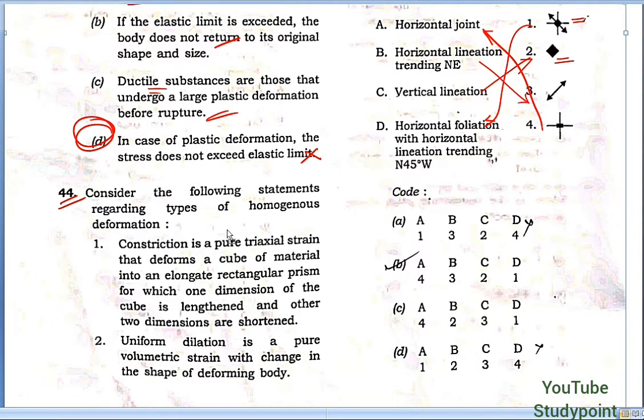Consider the following statement regarding type of homogeneous deformation. Given statements are: statement 1, constriction is a pure triaxial strain that deforms a cube of material into an elongated rectangular prism for which one dimension of the cube is lengthened and another two dimensions are shortened. This is right. Next, uniform dilation is a pure volumetric strain with change in the body shape. This is wrong.